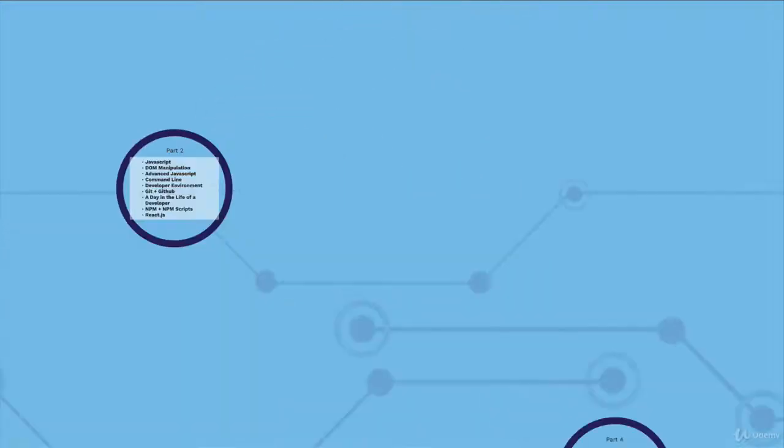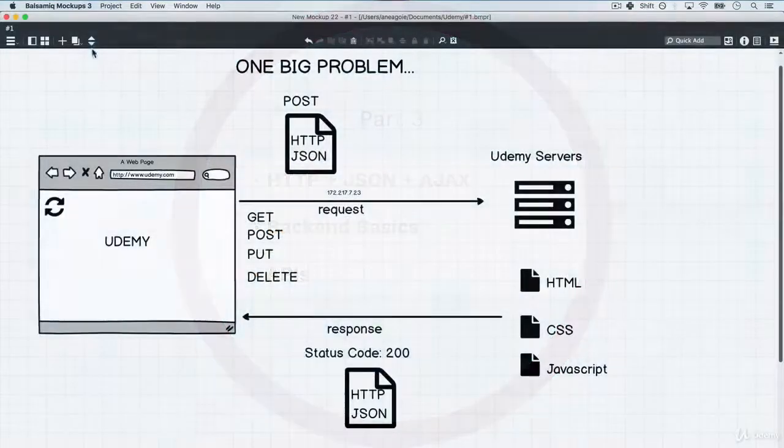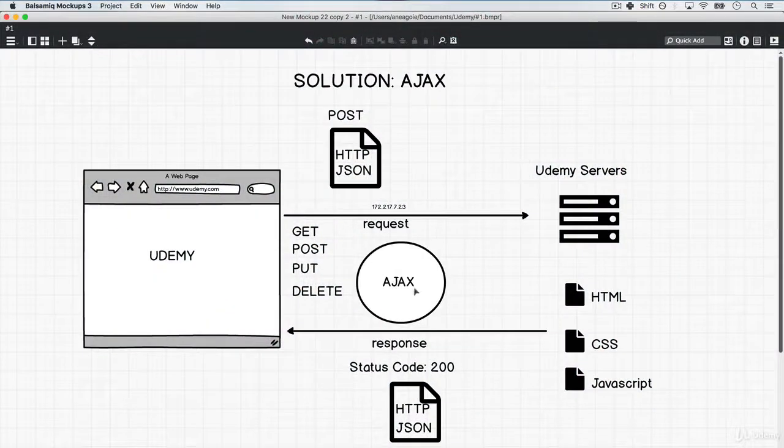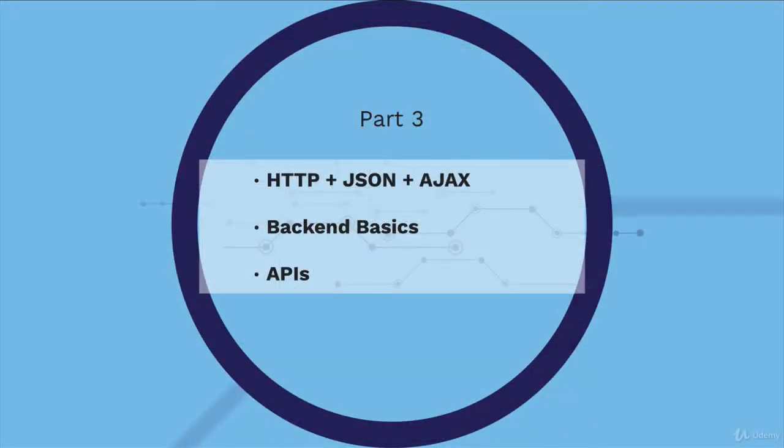From part 2, we'll move on to a nice short one, which will introduce us to the world outside of just the front end. That is, just building websites without communicating with any other website or the outside world or servers. We're going to learn about HTTP, JSON, and AJAX, something that will open up a world of possibilities. We'll learn about the backend basics and what backend developers do.